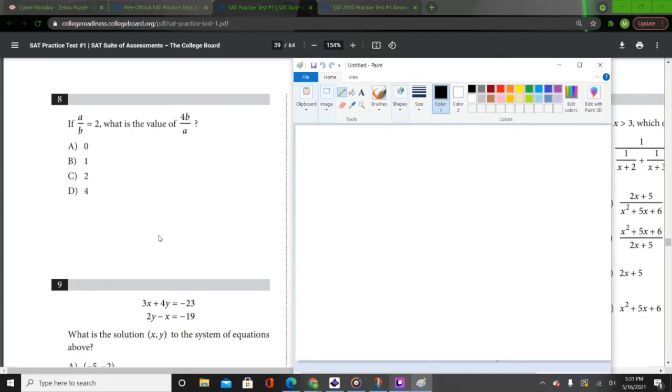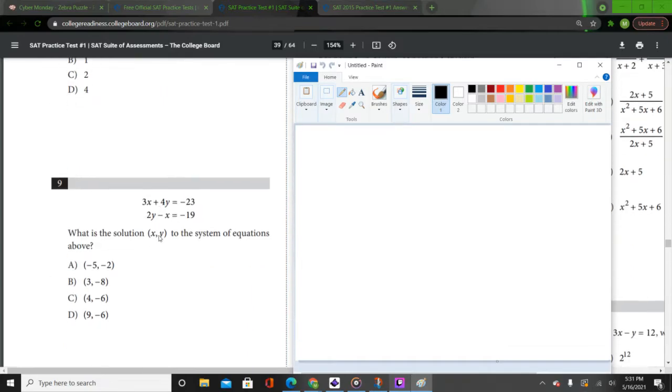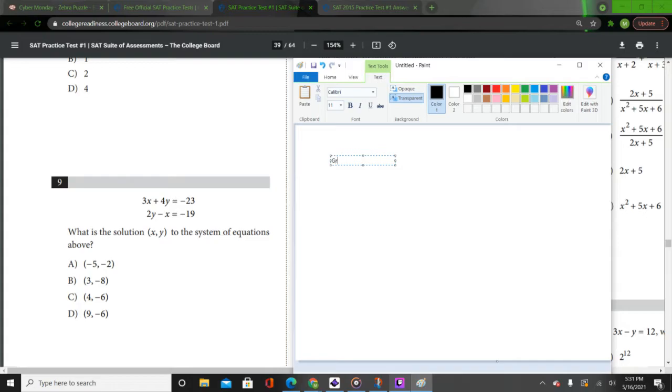It's choice C. Right, now we're on problem 9. What is the solution xy to the system of equations above? All right, so now we have two equations, and we have to find their solution point. Now, there are 3 ways to solve a system like that. Graphing is one solution: you just graph both lines on a piece of paper and find the intersection point.